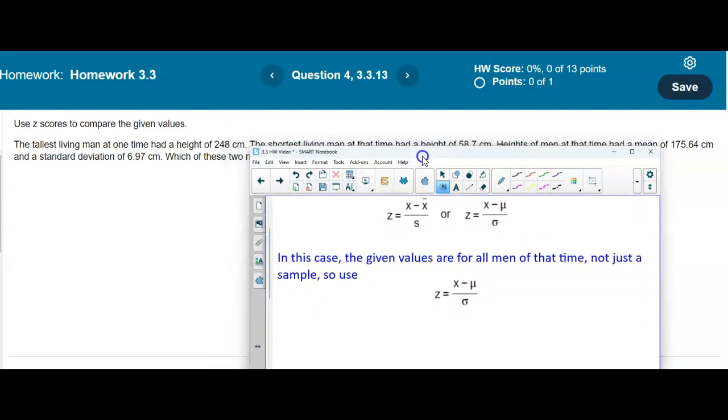So the first thing we're going to do is look at the tallest. We're going to abbreviate this as z with subscript t to represent the tallest. Then we're going to use the formula to find out what that z-score is going to be.